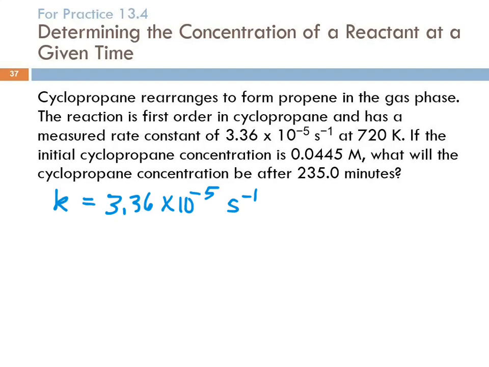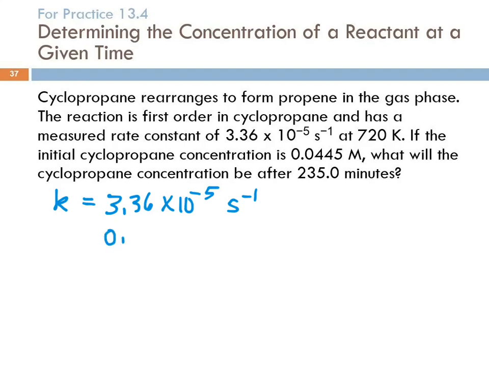Have we done anything with temperature yet? No. Do you think that's going to figure into the calculation? No, it's not. They just kind of threw that in there. If you write down that the temperature is 720 K, it's not going to hurt anything, but that's one of those extra pieces of information.